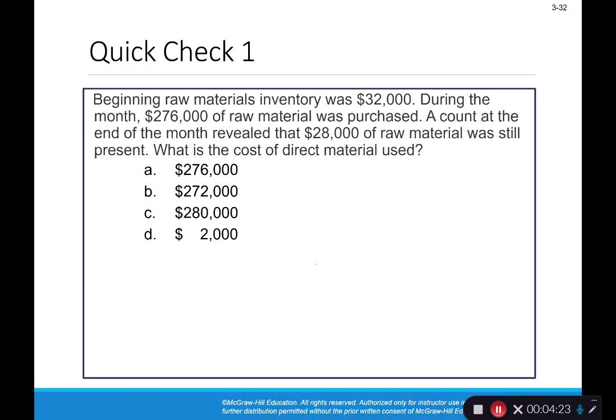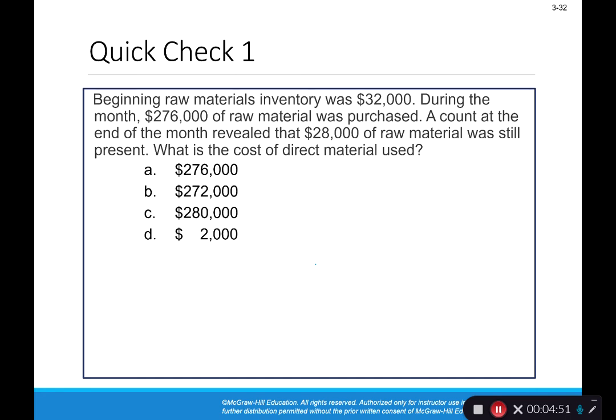Here are some simple problems to get you started on your practice. Again, there's a lot of practice available on Canvas. There's a lot of practice also available on Connect, which is the McGraw-Hill software that we use for homework, quizzes, and exams. So please utilize all of those resources. Here, again, I recommend you pause the video so you can give it a go on your own, and then we'll do it together.